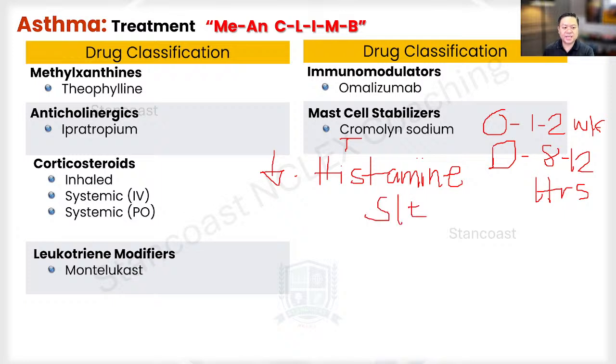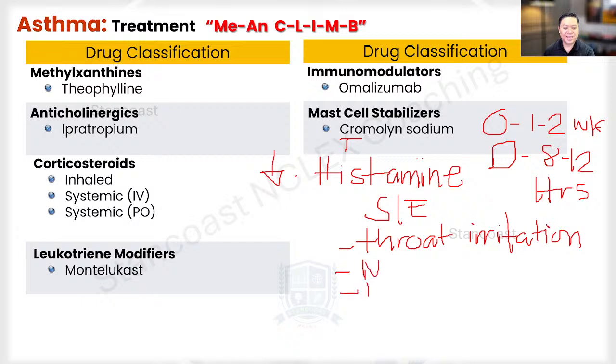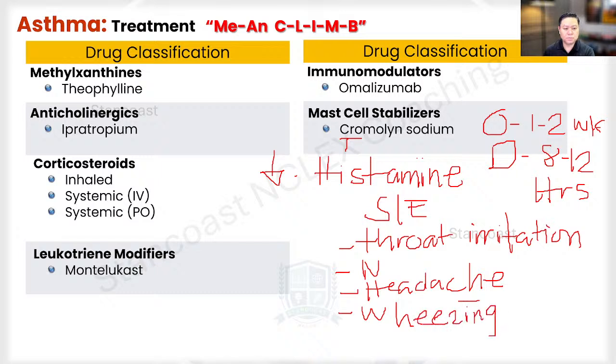So what are the common side effects in this patient taking the cromolyn sodium? They are going to be taking the drug as an inhalation, and so they're going to experience some throat irritation. They're going to end up coughing. They're going to be wheezing. There's also nausea, headache. So these are the common side effects that you need to watch for in this patient taking the cromolyn sodium: throat irritation, cough, wheezing, which I forgot to write down, headache, and nausea.